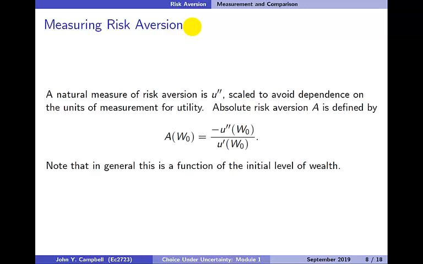So absolute risk aversion is defined as minus the second derivative divided by the first derivative. We have the minus sign, the negative of the second derivative, because the second derivative is negative and our measure of risk aversion is positive. Now, in general, absolute risk aversion is a function of wealth. It'll depend on how much wealth you have initially, and that's why we write it as a function A of W0.